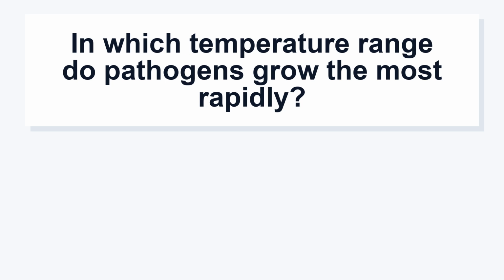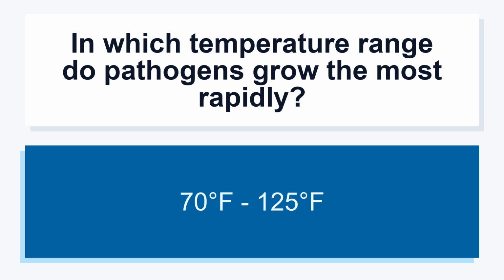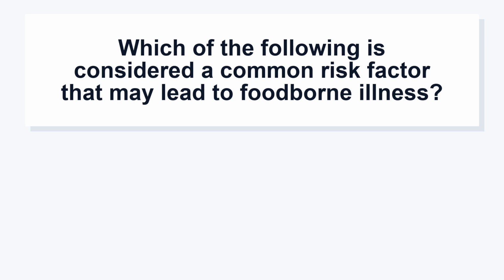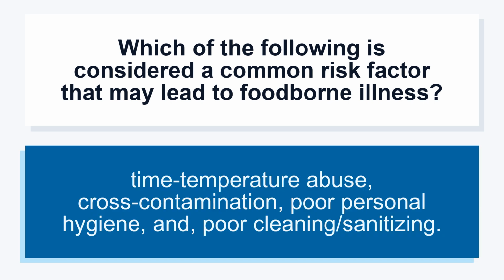In which temperature range do pathogens grow the most rapidly? 70 degrees Fahrenheit to 125 degrees Fahrenheit. Which of the following is considered a common risk factor that may lead to foodborne illness? Time temperature abuse, cross-contamination, poor personal hygiene, and poor cleaning and sanitizing.